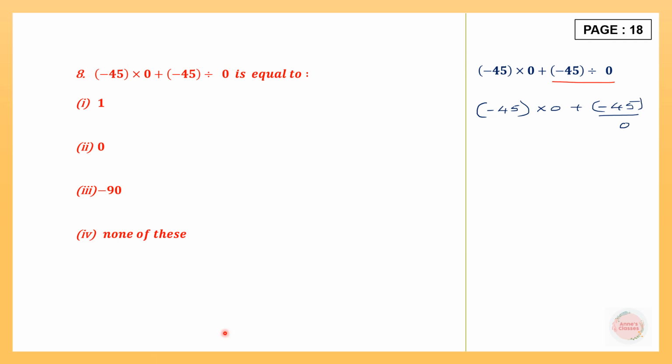Now this division, if you see carefully, the divisor is 0. We don't have a division like this. This is not defined. When you have a number that is divided by 0, we say that that is not defined. So you cannot get an answer to that. And here if you work this out, this is minus 45 into 0 is 0 plus minus 45 divided by 0, which is not defined. So we don't have an answer to this. So which of these options is our answer? The fourth one, none of these is our answer.